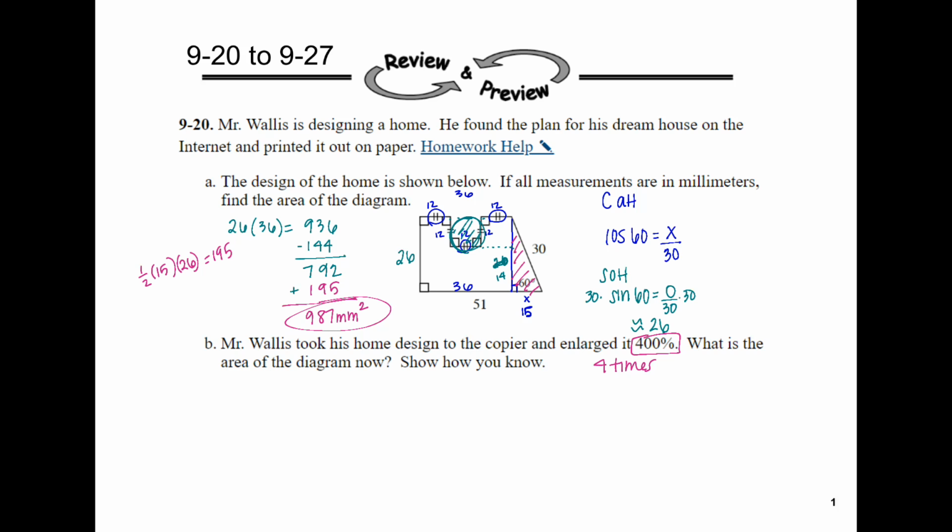What is the area of the diagram now? Well, if we know that it was 4 times as large, we know that area is a scale factor squared. So we need to multiply our area of 987 by 4 squared, which would be 16. So when we multiply that, we get approximately 15,792 millimeters squared.